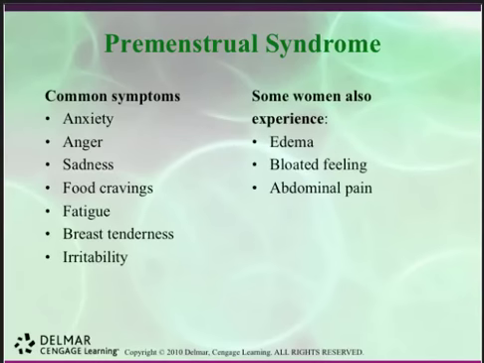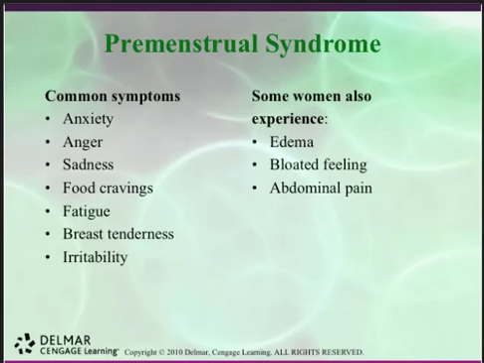Well, anxiety, anger, sadness, food cravings, fatigue, tenderness in the breast, irritability. Women also experience edema, a swelling basically, sometimes peripheral edema, a bloated feeling, along with abdominal pain. The cause and symptoms appear to be related to fluctuations in the amounts of estrogen and progesterone in the bloodstream. These are female sex hormones, and they control the uterine and the ovarian cycles.